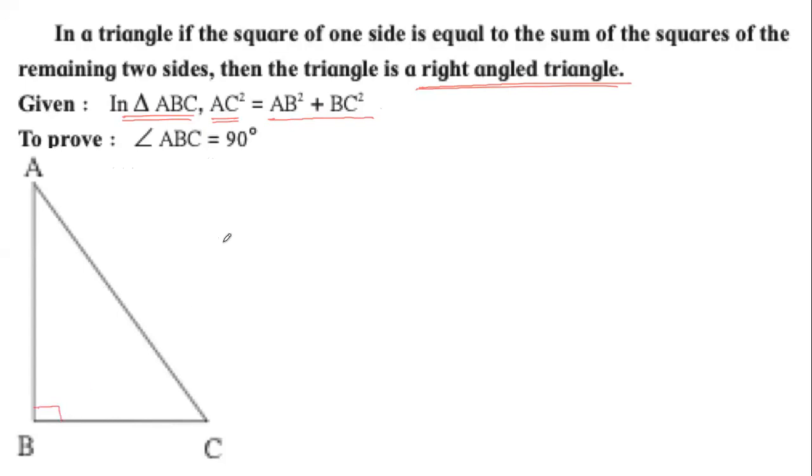Why only angle ABC? Because AC is the longest side. If AC is the longest side, the biggest angle will be opposite to that. It cannot be angle A, it cannot be angle C. If there is an angle in a triangle which is of 90 degrees, then it has to be the biggest angle. And if it is the biggest angle, it has to be opposite the longest side. That is why angle ABC.